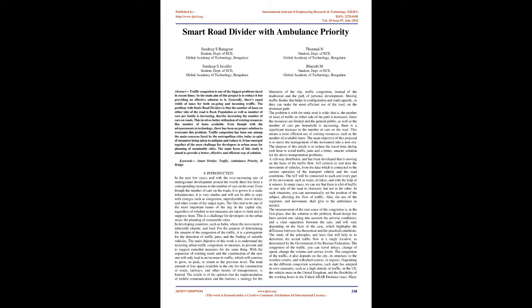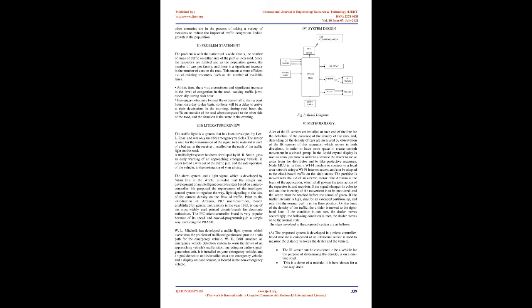The total amount of free space available in the city for the construction of roads, railways, and other modes of transportation is limited. The article is of the opinion that the implementation of mobile communication and barriers is a strategy for relieving traffic congestion in the city, instead of the traditional path of expansion. A moving traffic divider helps in configuring road capacity, so they can make the most efficient use of the road.